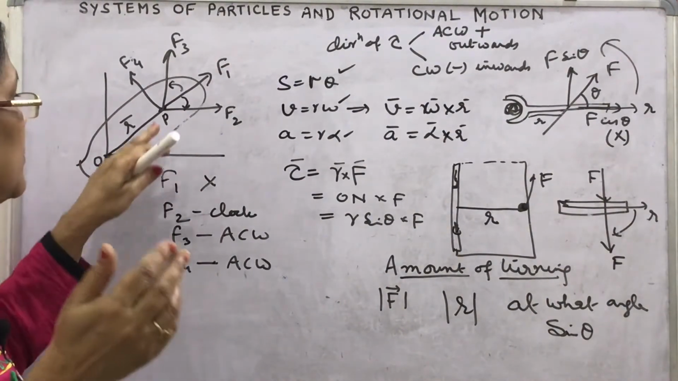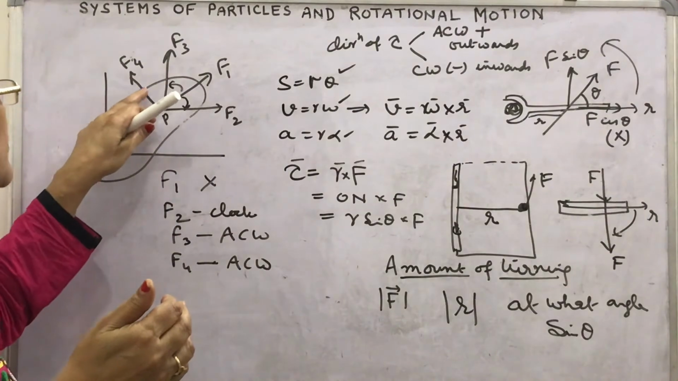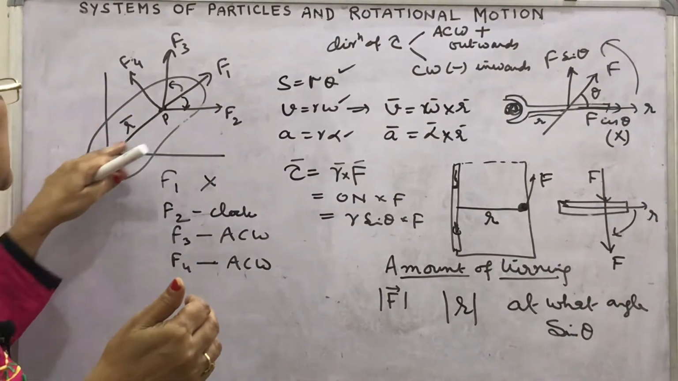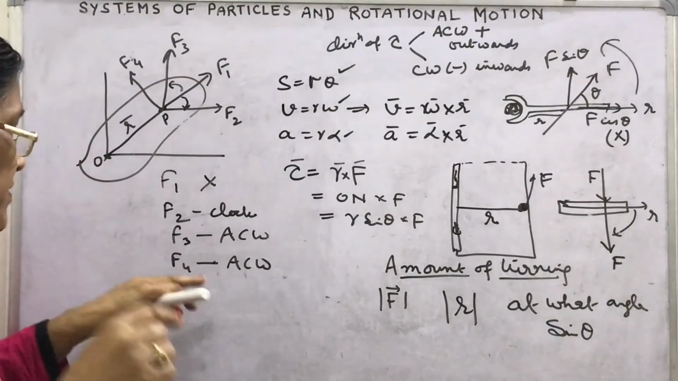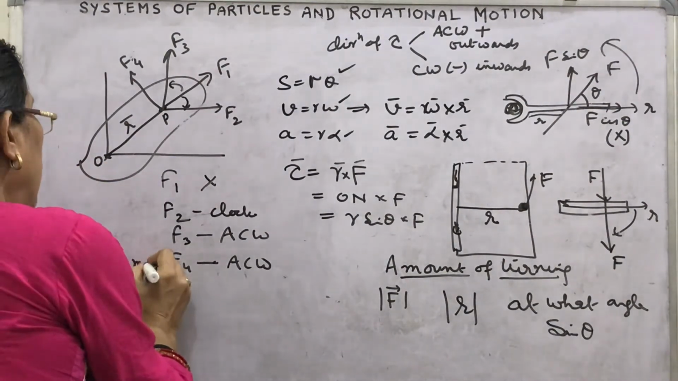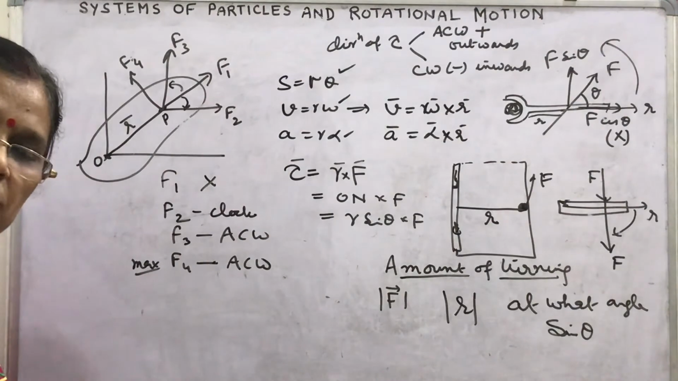Due to which force will the torque be maximum? As you know, theta is 90 for the force F4 because this is the direction of r and F4. Theta 90, sine 90 is 1. So due to F4, the torque is maximum.